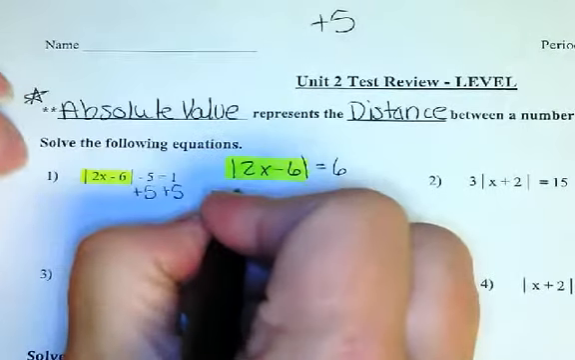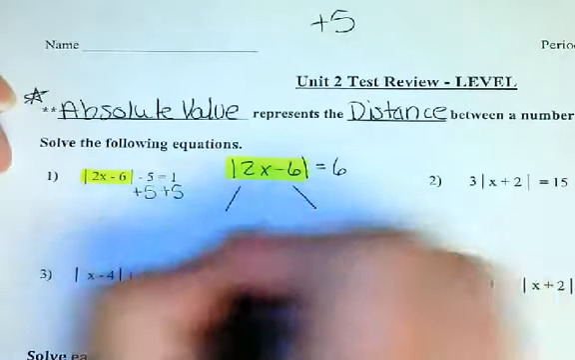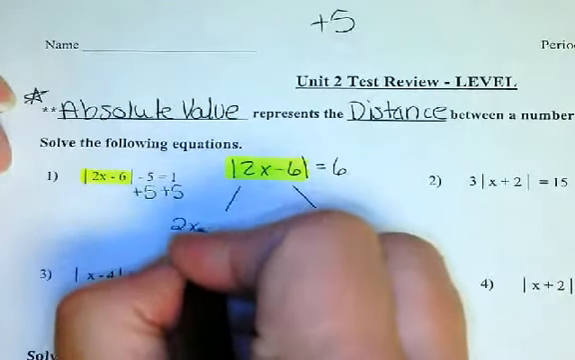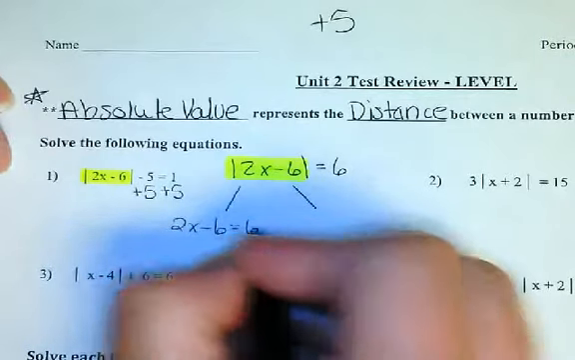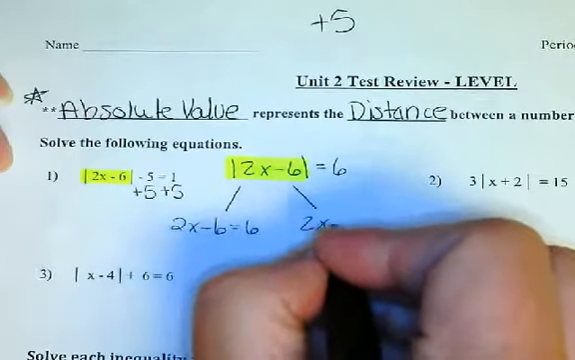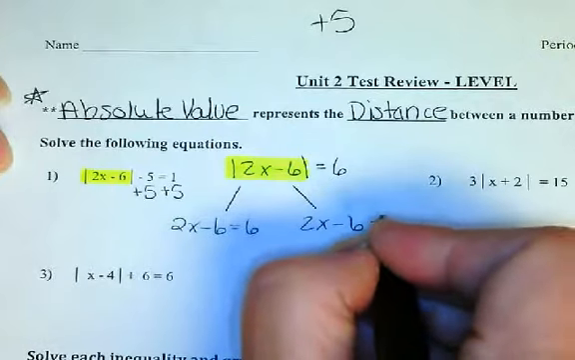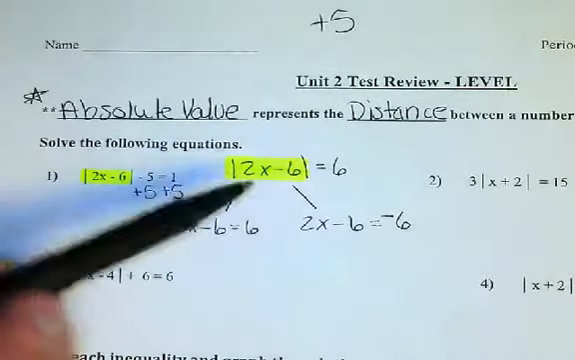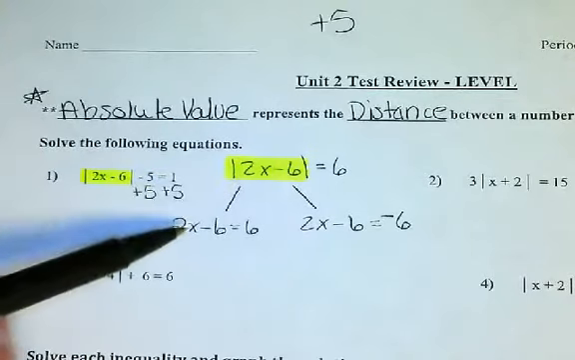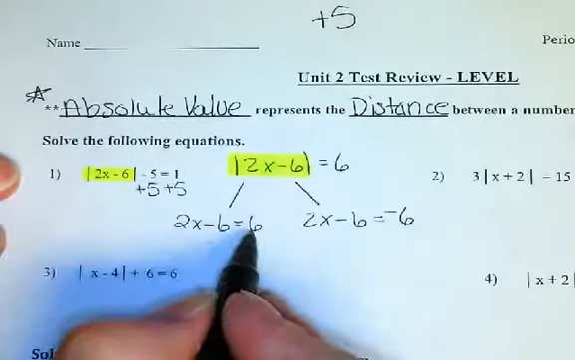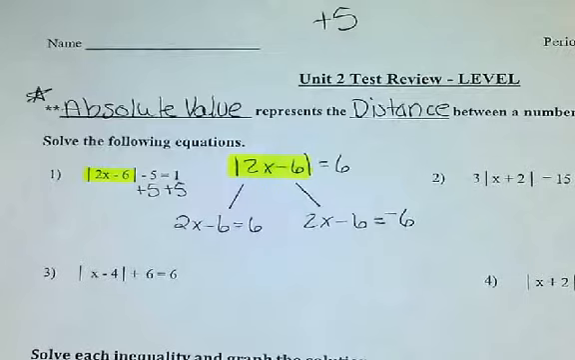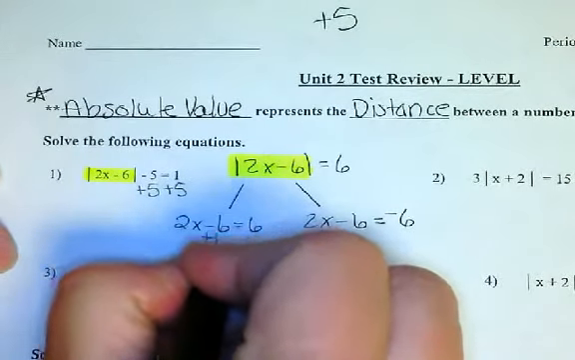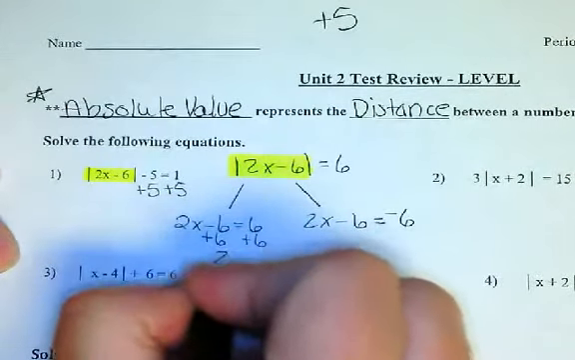Okay, so since it's isolated, I'm going to break it out. So 2x minus 6 equals 6. But then I also have to find out what 2x minus 6 equals -6 is. Because again, it's all about the distance from 0. Now notice, this did not change. This part never changes. Only what it equals changes. Positive, negative.